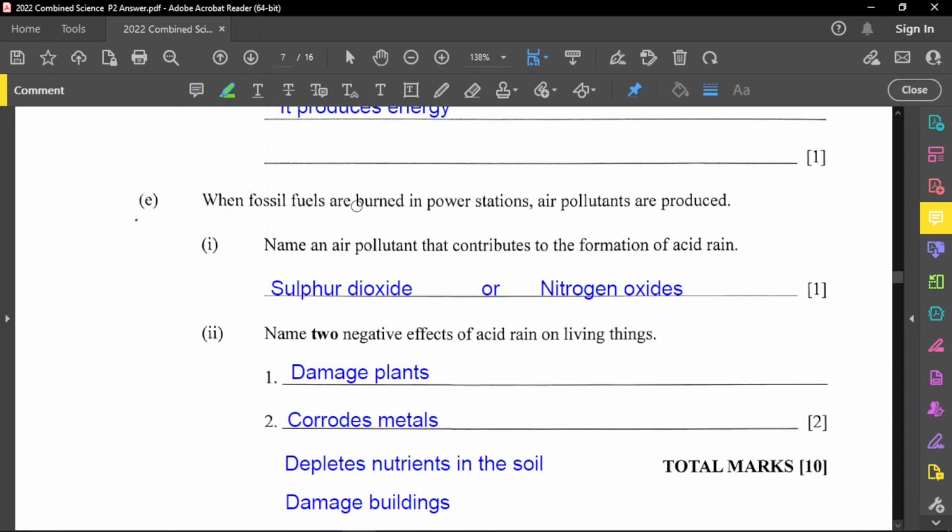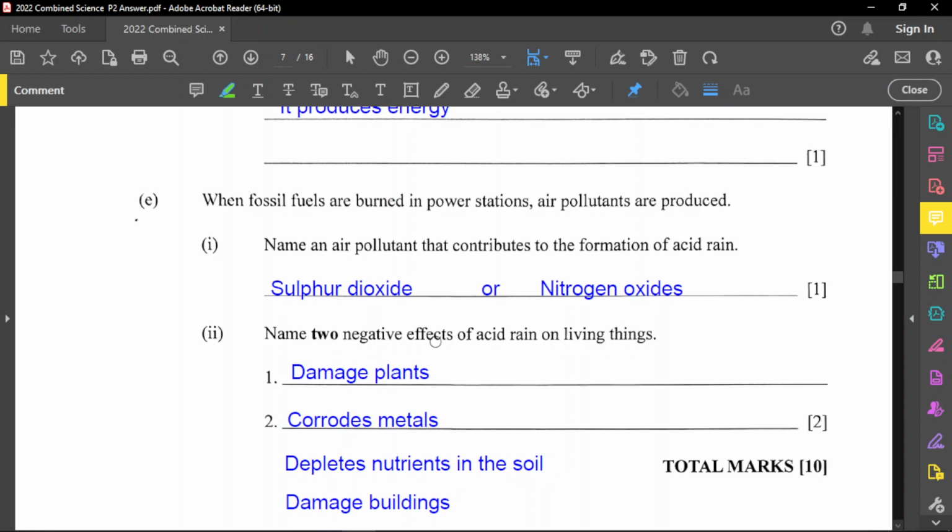For E, it said when fossil fuels are burned in power stations, air pollutants are produced. Name an air pollutant that contributes to the formation of acid rain. You may have sulfur dioxide, or you may have nitrogen oxides. There are different oxides of nitrogen, just to mention that.